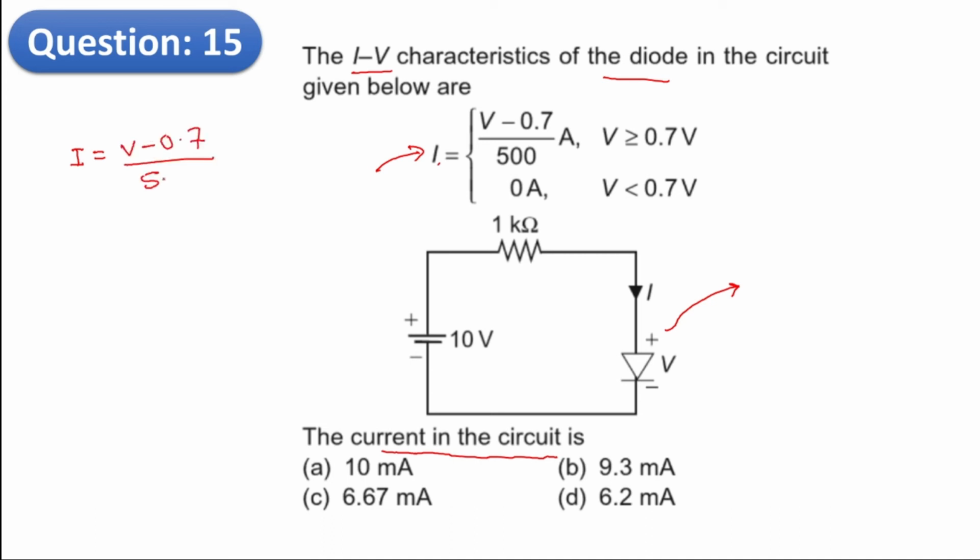So from here I can calculate. We know that what is Rd? Dynamic resistance is equal to del V by del I.